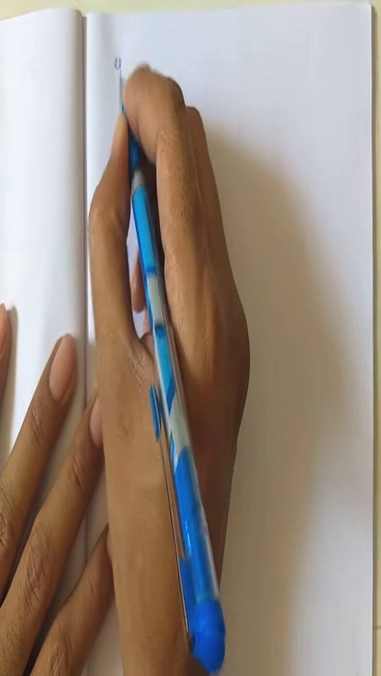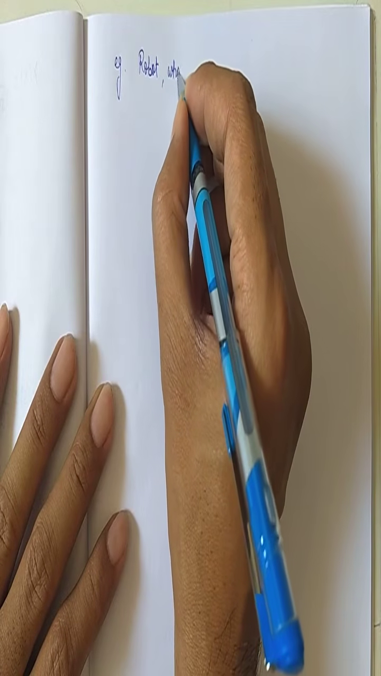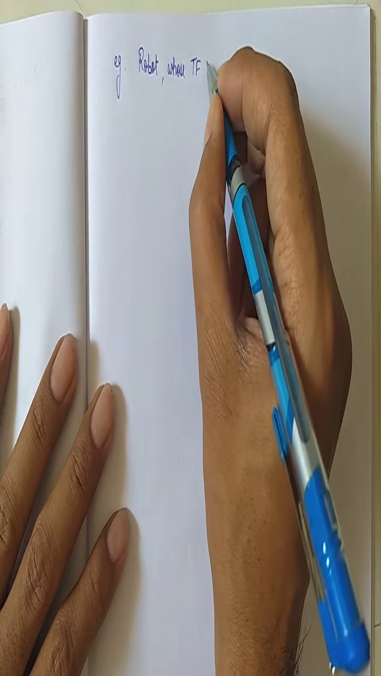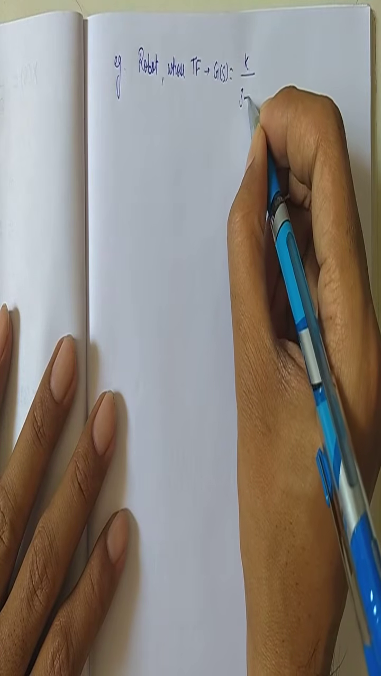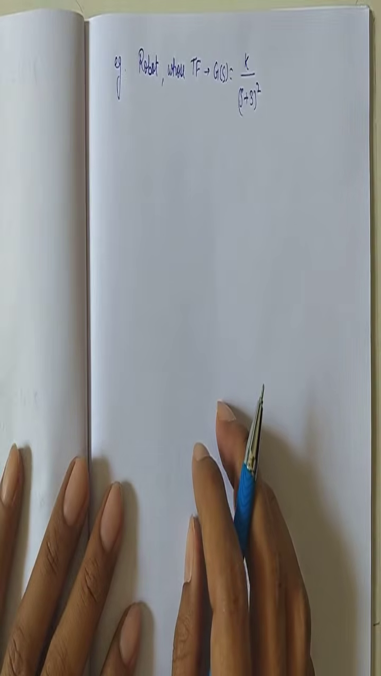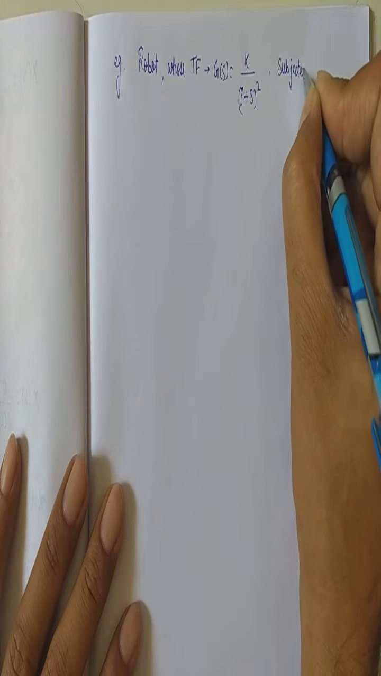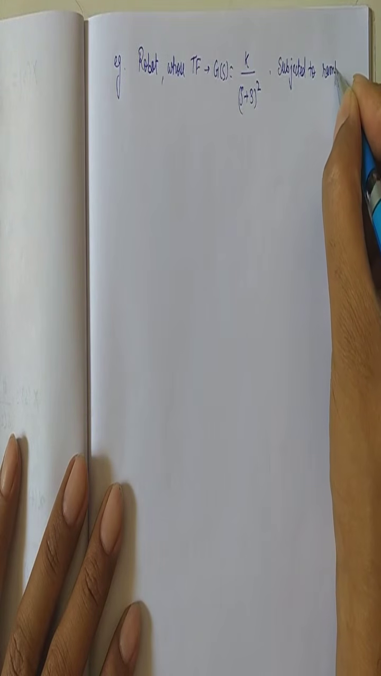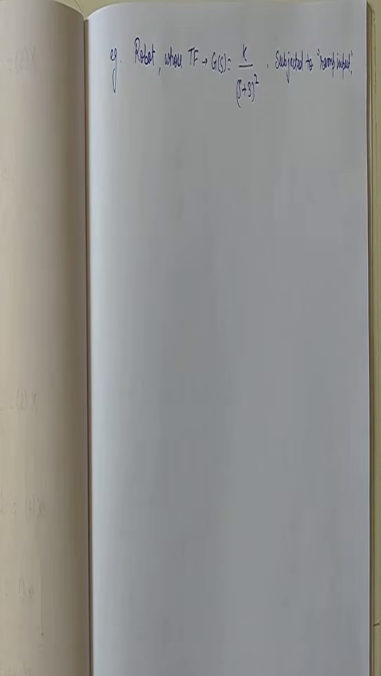Let's take a quick example to understand more. Let's suppose I have a robotic arm, or a robot whose transfer function is given as Gs equal to k by (s plus 3) whole square, and this is subjected to a ramp input. This time not a step input, but we can again estimate everything.